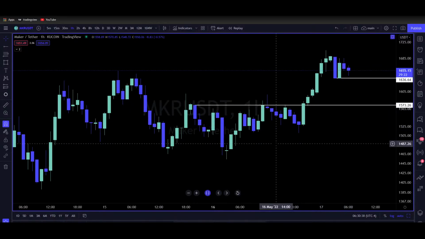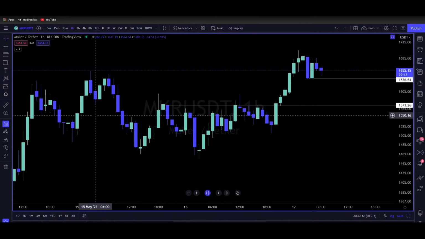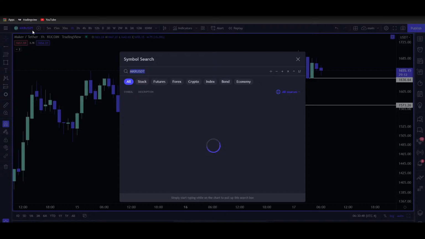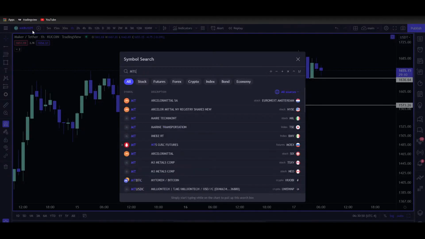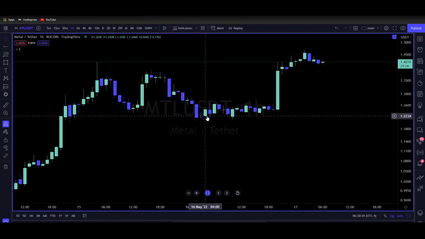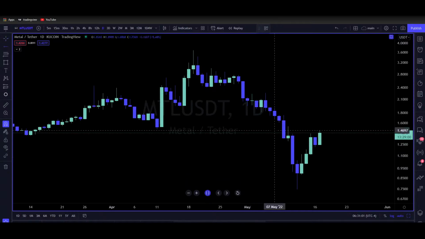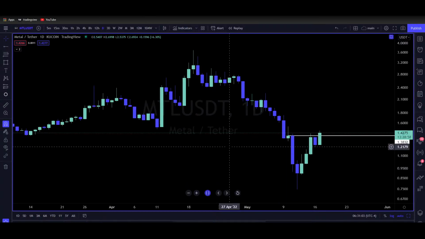So, I would not, I don't know. I just don't see a setup on it today. Maybe in the future, maybe in the next couple of days. But not right now, I don't see anything on it right now. Metal. I don't know what this is, but it's trading above daily resistance. So nothing to do on it today.